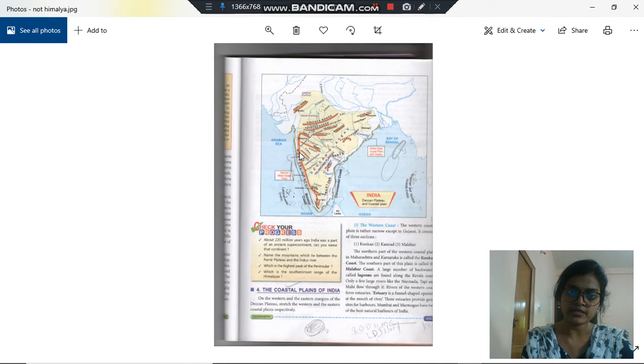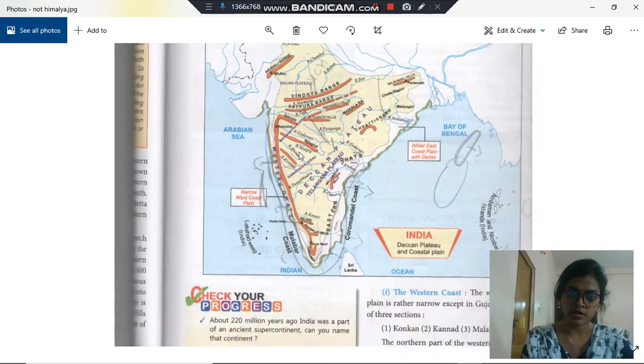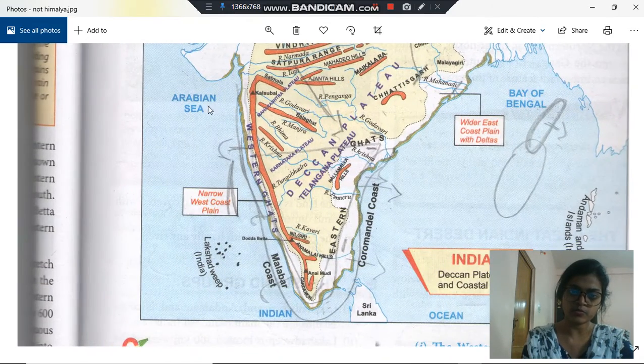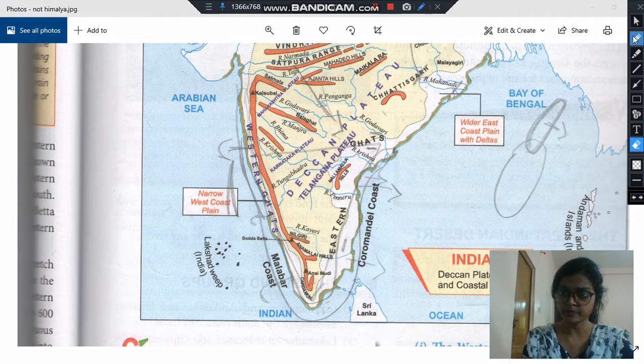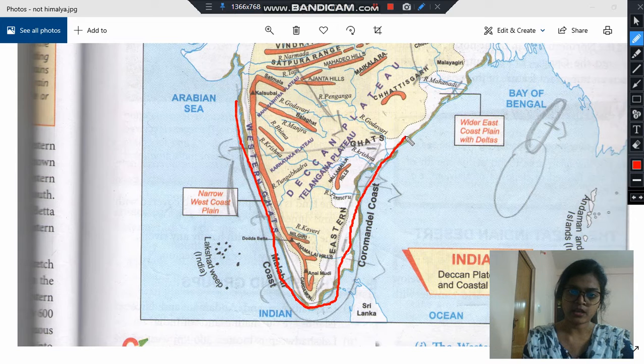So now let us talk about coastal areas. So these areas on the edges, let me show you, these areas on the edges of the map are coastal areas, and we have two ghats in coastal areas. On the west side we have Western Ghat. See, Western Ghat is written here, and on the east side we have Eastern Ghats.